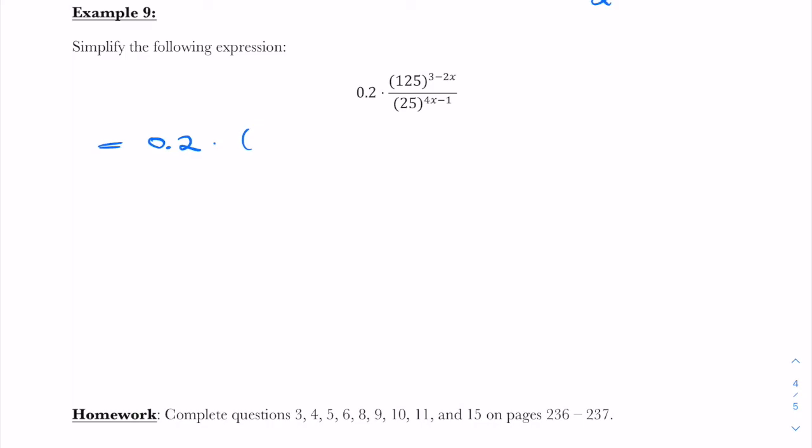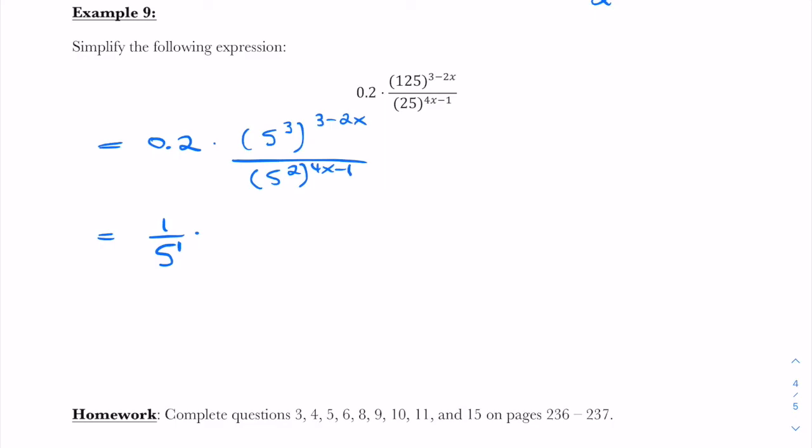125 can be written as 5 to the exponent 3. 25 can be written as 5 to the exponent 2. And here's the trick. 0.2 can be written as 1 over 5. And that's how we succeed in writing everything as a power of 5. This is really 1 over 5 to the exponent 1. All right, let's continue simplifying.